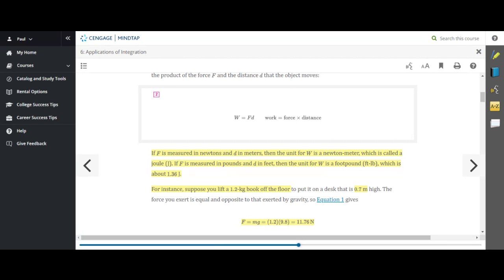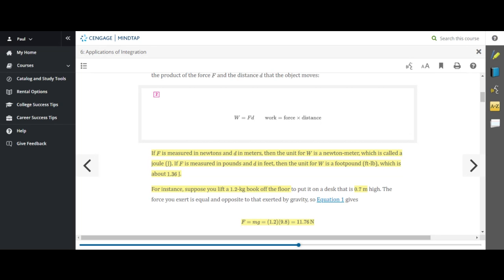Your homework problems will give you different kinds. So for instance, suppose you lift a 1.2 kilogram book off the floor to put it on a desk that's 0.7 meters high. The force you exert is equal to the opposite of that exerted by gravity, right? Because to lift the book up onto the desk, you have to apply a force opposite to what gravity is doing.